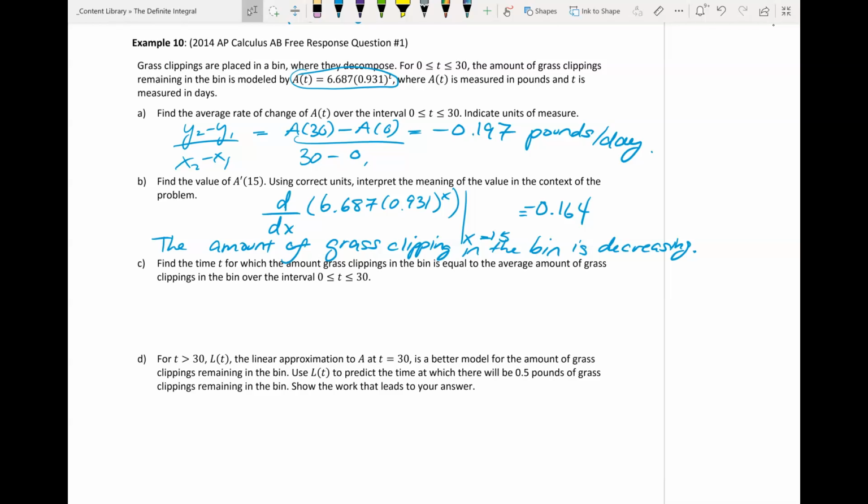All right, and for C, we're going to find the time t for which the amount of grass clippings in the bin is equal to the average amount of grass clippings in the bin over the interval from 0 days to 30 days. So this is just the average value, which is 1 over 30 minus 0 times the integral from 0 to 30 of our function A of t dt. Again, you can put this in your calculator, plugging in the function given at the top instead of A of t, and that would be 12.415.